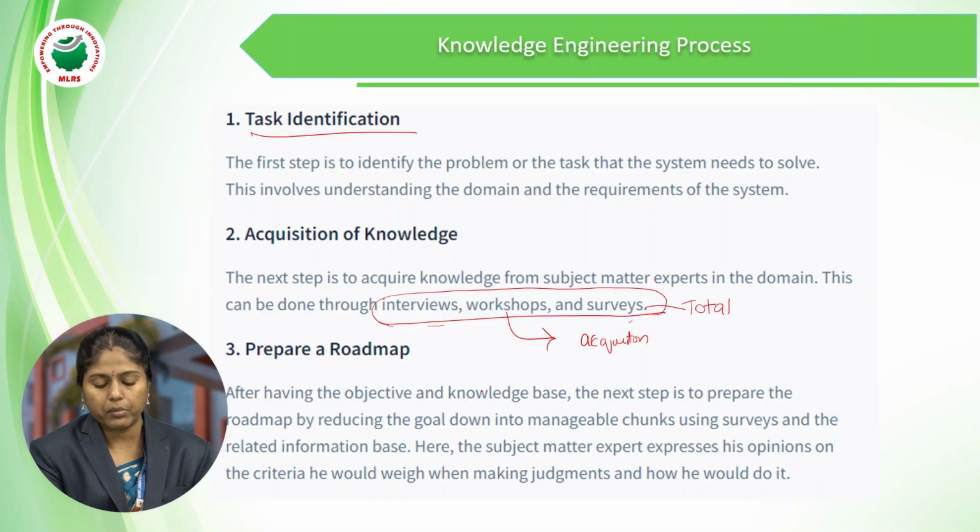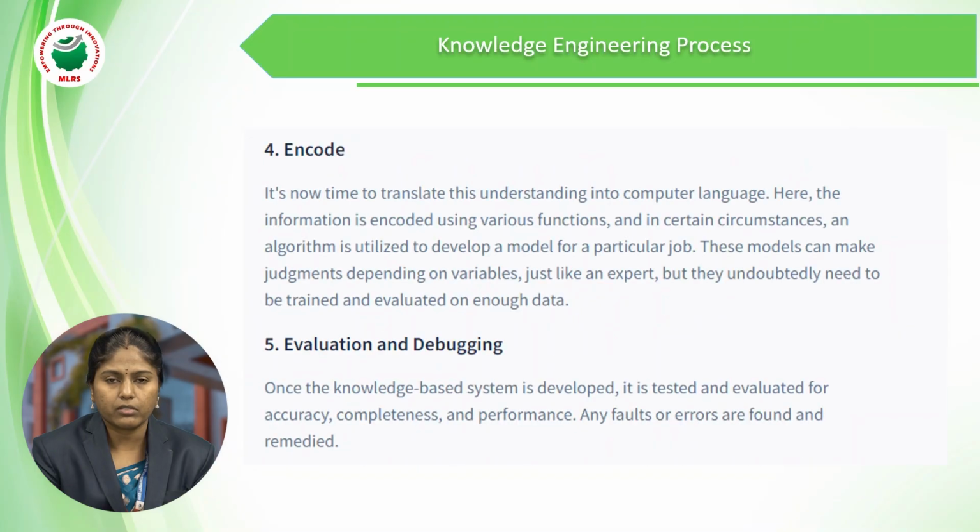What do we mean by preparation of a roadmap? If there is a goal, the goal is divided into manageable chunks, that is, one big goal is divided into smaller pieces. We work out on the smaller pieces and get simple tasks, reducing the goal into manageable chunks using surveys and information. Here the subject matter expert is making judgments. These chunks lead back to the goal, and we work out the smaller pieces or smaller chunks.